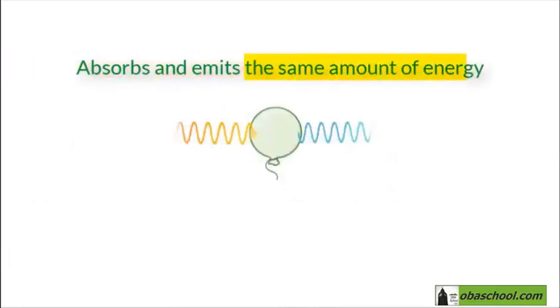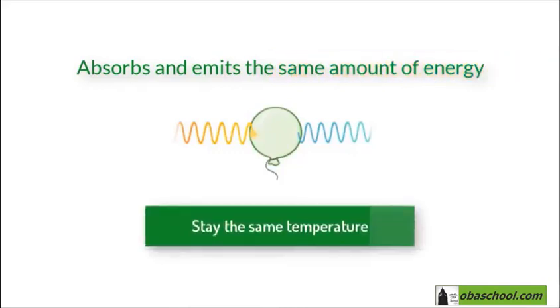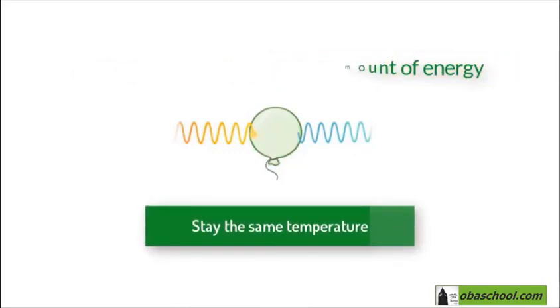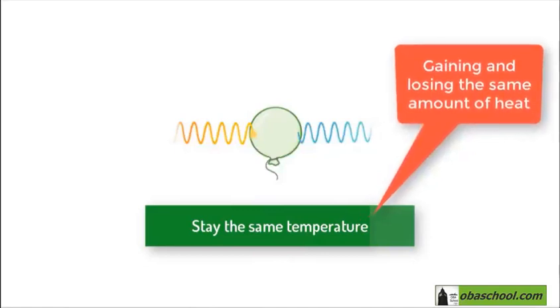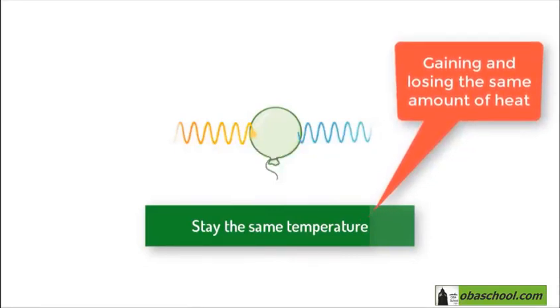If an object absorbs and emits the same amount of energy, then its temperature will stay the same, because it's gaining and losing the same amount of heat.